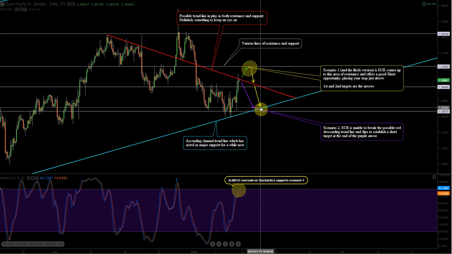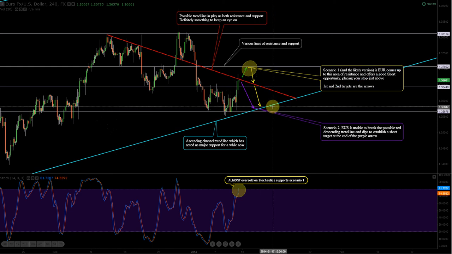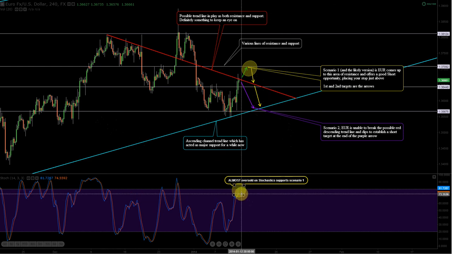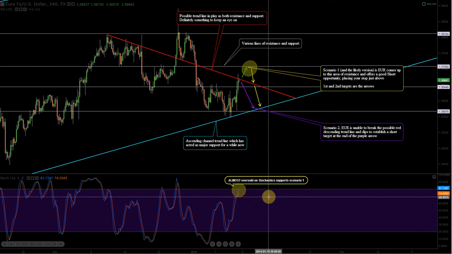So if you can, draw these two, the red and the blue trend lines, in your own charts so that you can get an accurate price whenever the instrument gets to that point. So that's scenario 1. Also on stochastics, we are not quite in the oversold territory yet. We are steadily climbing, so this gives me indications that scenario 1 is more than likely.